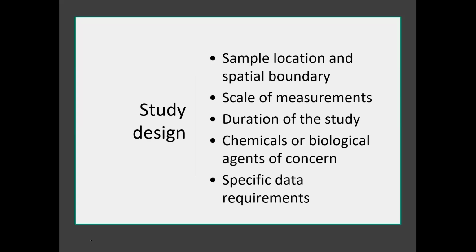If I'm worried about the effect on people, I need to think about what height. I don't want to sample 2 or 3 stories high because that's not what people are exposed to. I want to be sampling in their breathing zone. I need to think about what spatial boundary I'm going to look at. I'm going to just focus on campus. Am I going to focus on East Lansing and campus? What boundary will I use for this study?